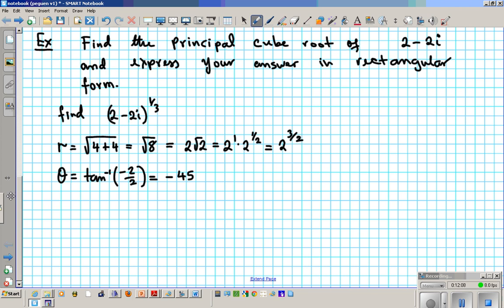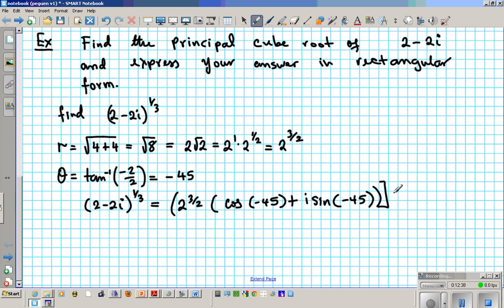Okay, so now we're going to rewrite this in polar form. We're going to have 2 minus 2i raised to the 1/3 equals 2 to the 3 over 2 times cosine negative 45 plus i sine negative 45, all this whole business raised to the 1/3 power.